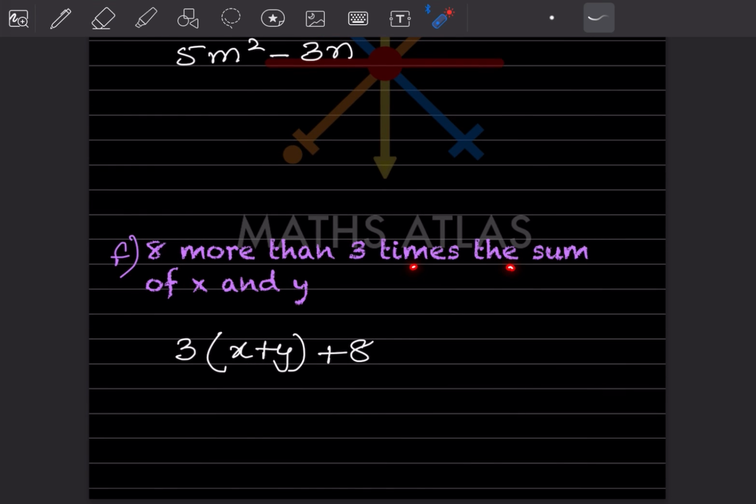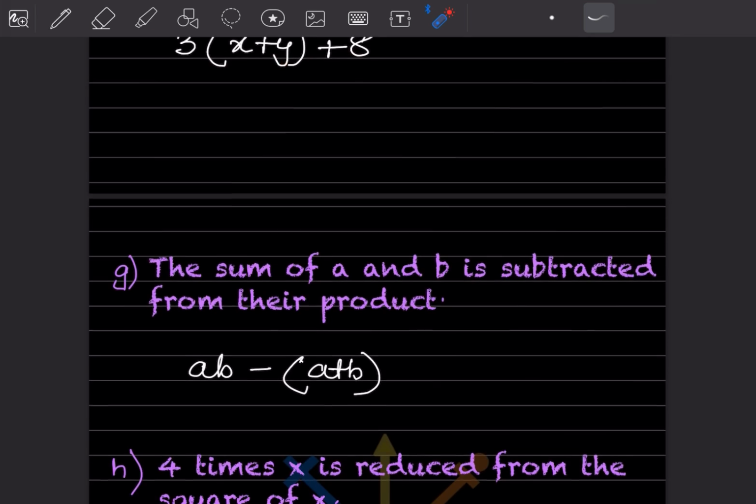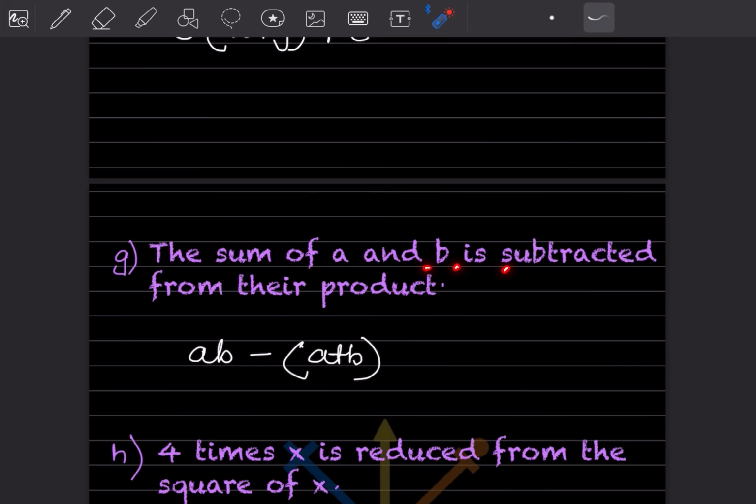8 more than 3 times the sum of x and y. So 3 times the sum of x and y means 3 into x plus y. This should be in the bracket because this 3 is for this as well as this. So this bracket is important. 3 times x plus y, and then 8 more means whenever more is used you are going to add it, plus 8.